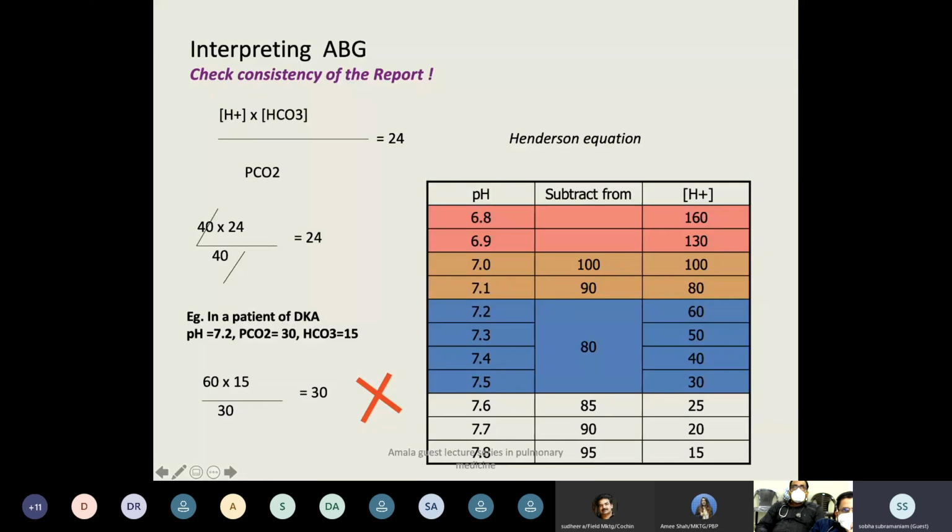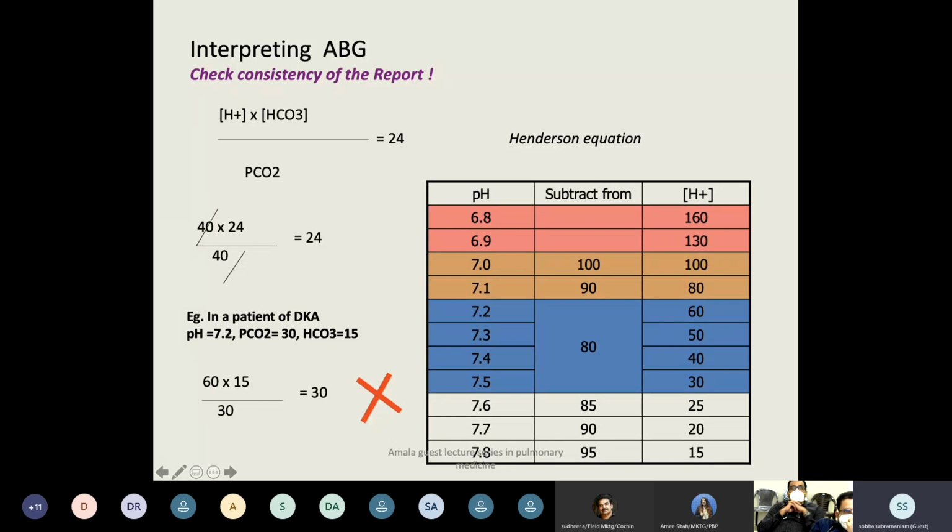Now, before you start interpreting ABG, it's a piece of paper and so many numbers on it. First, I will ask my fellows to check the consistency of the report. I think that is the first step you can all do. You know the Henderson-Hasselbalch equation, where I have just modified that equation into such a form that H plus hydrogen ion concentration into bicarb by PCO2 should be equal to 24. And how will you get the H plus ion concentration from pH? That is a negative logarithm.